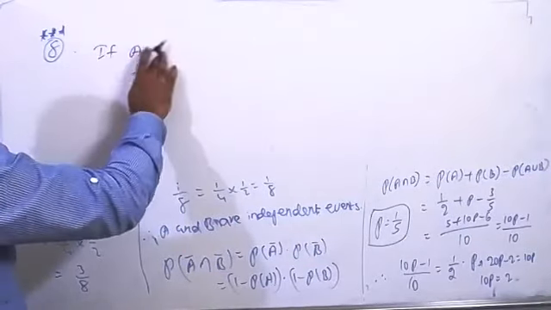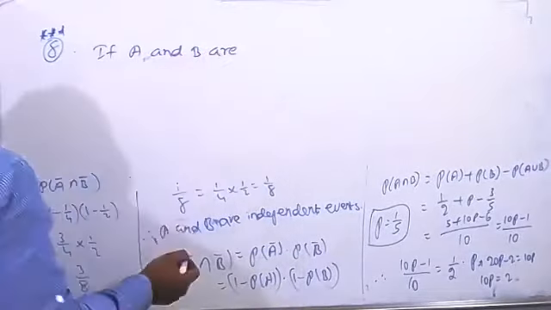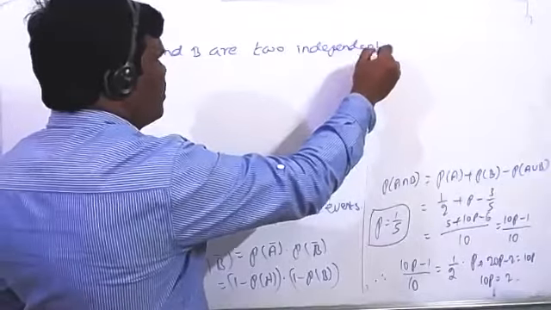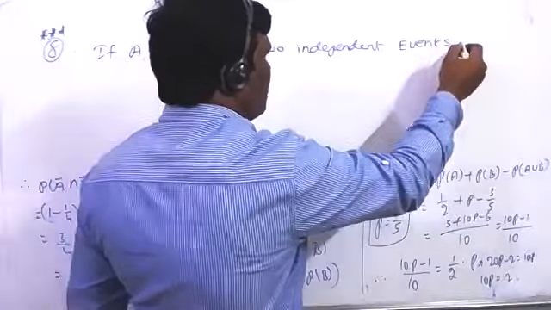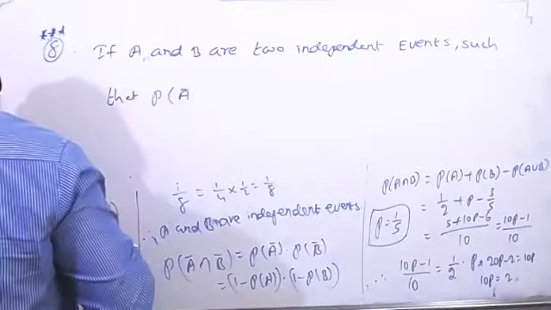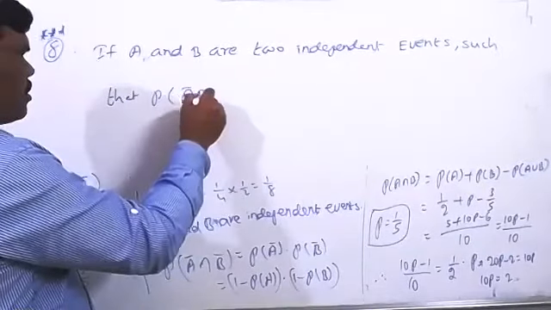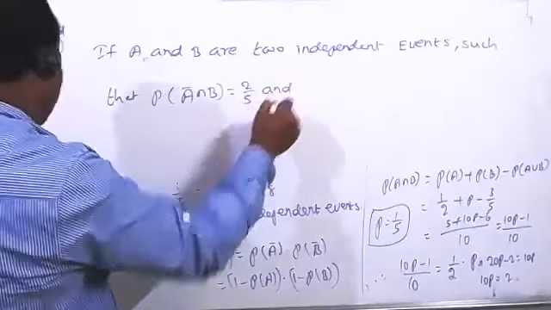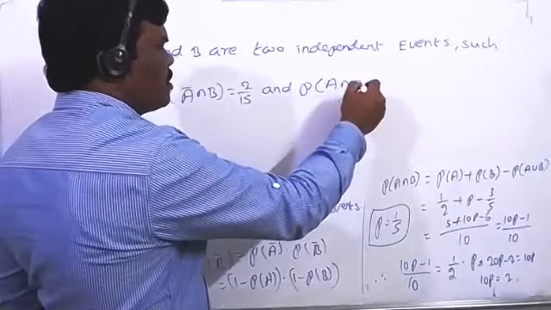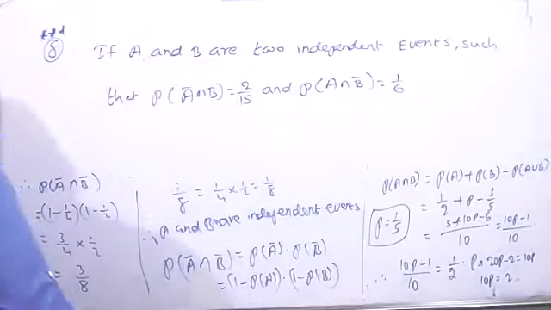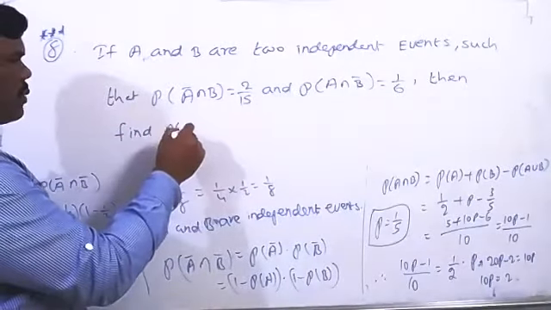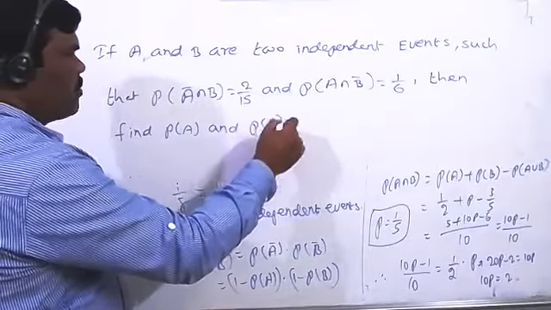If A and B are two independent events such that probability of not A intersection B is equal to 2 by 15, and probability of A intersection not B is equal to 1 by 6, then find probability of A and probability of B.